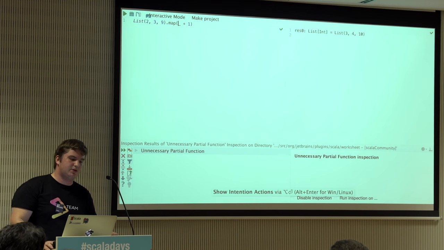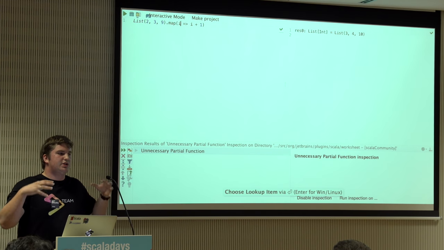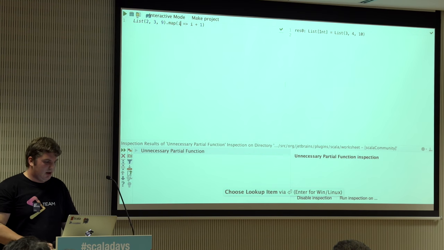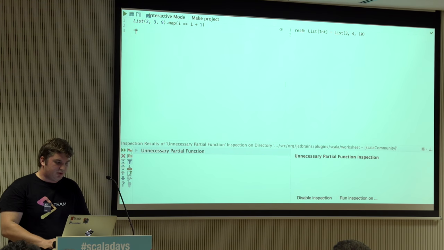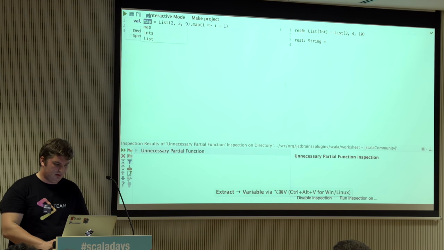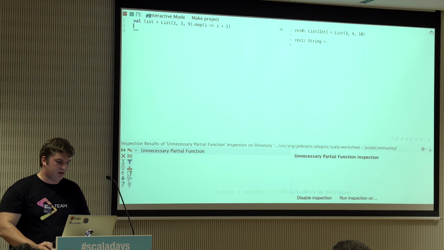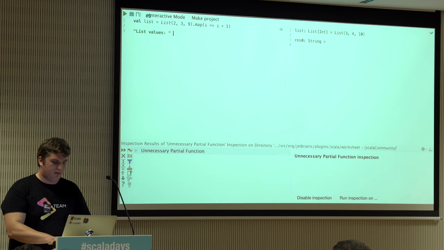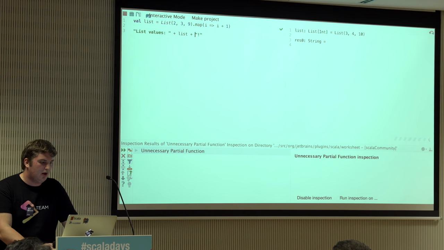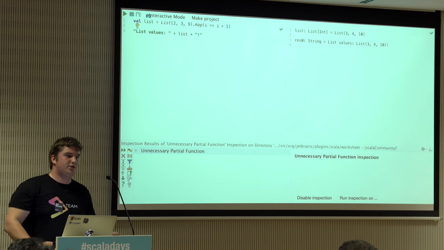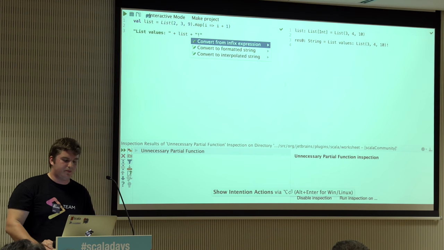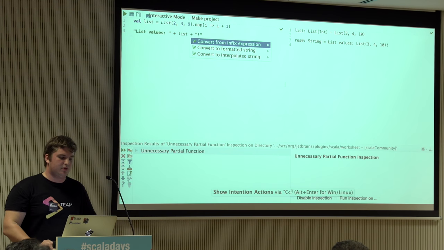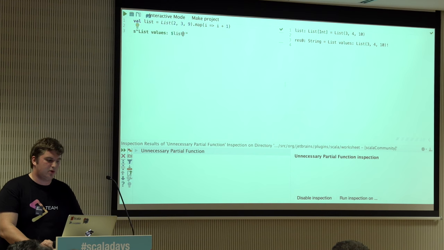We can do it back, introduce explicit parameter. So intention is just small refactorings. Another example is with strings. Let me introduce variable list. For example, we want to see this list, we can write list values plus list plus exclamation mark. But we know about interpolation strings, we can just invoke intention and convert to interpolated string, quite useful.